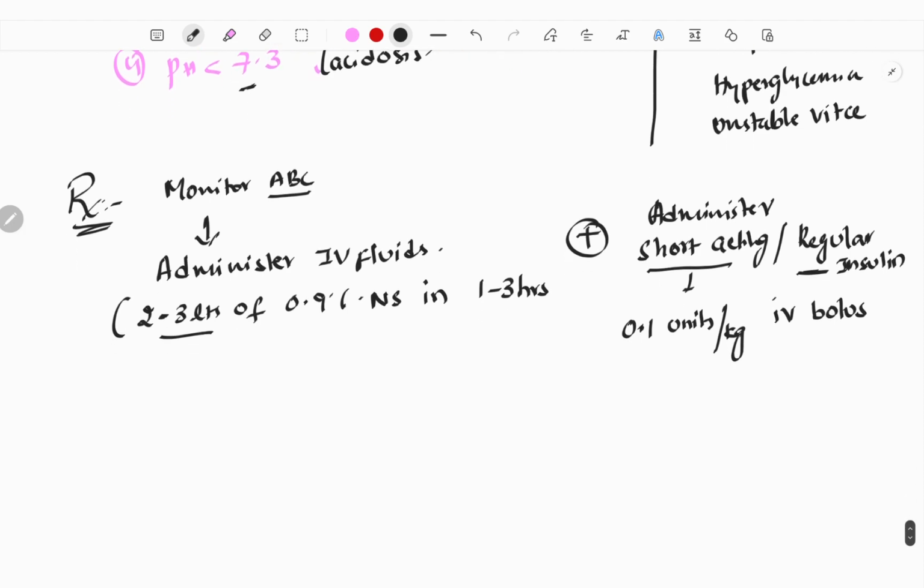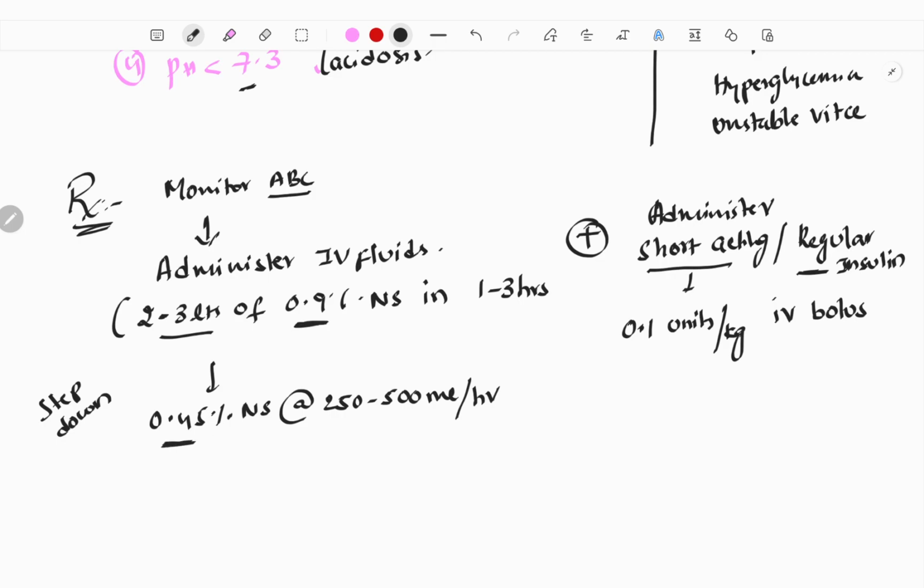After 1 to 3 hours, we need to halve it, like 0.45% NS at the rate of 250 to 500 ml per hour we need to give. This is called step down approach. We are reducing the percentage of NS. Initially we have given 2 to 3 liters IV fluids in 1 to 3 hours, followed by 0.45% NS at 250 to 500 ml per hour.